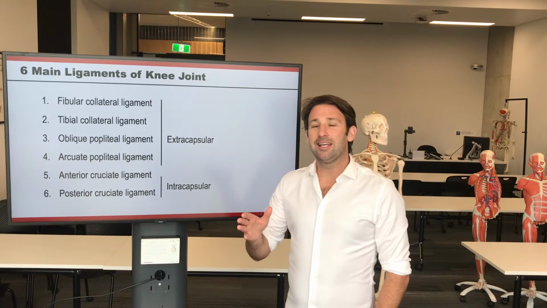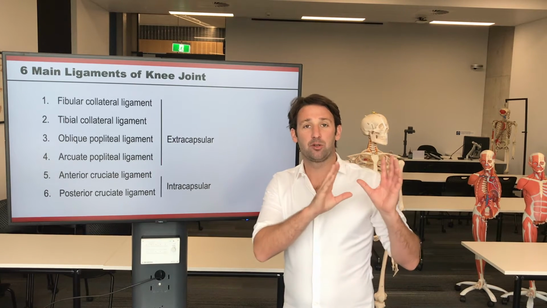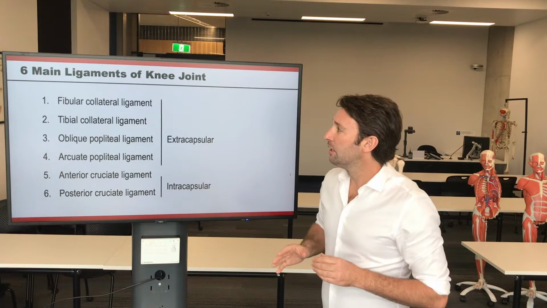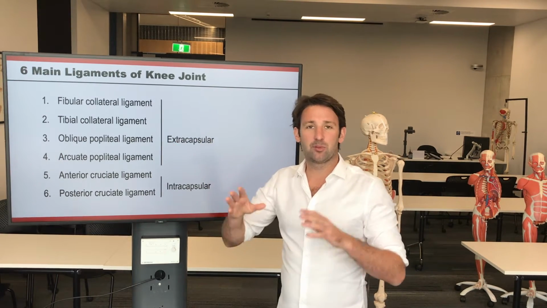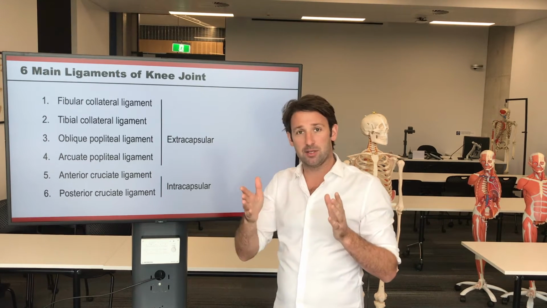So now when we look at the knee, there's 6 main ligaments of the knee. And these were presented a little bit in the lecture, and we're going to talk about them a little bit more now in this laboratory. So we've got the fibula and tibia collateral ligaments. Collateral meaning side ligaments. So one is on the fibula side and one is on the tibia side.